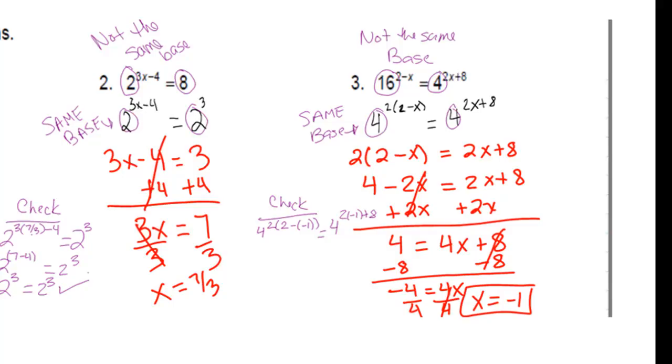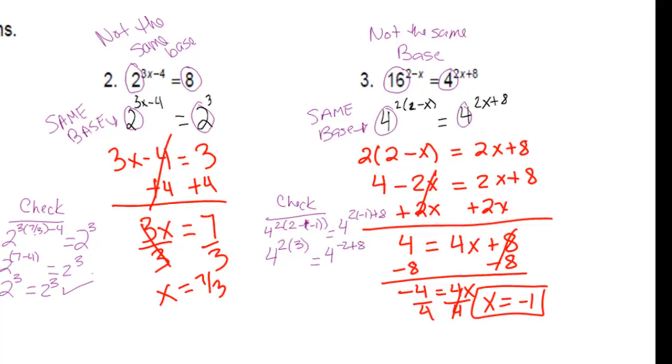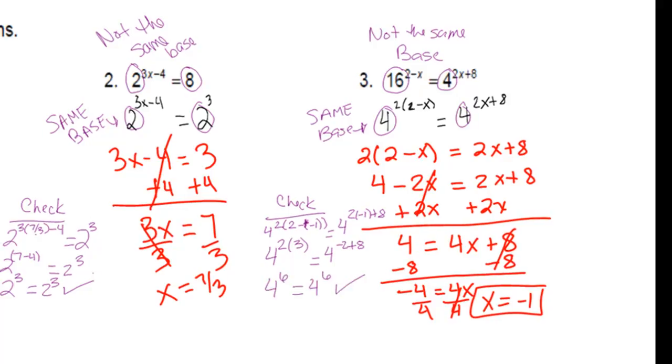That would mean that 4 raised to the second power times (2 minus -1) should equal 4 raised to the second power times -1 plus 8. Please remember that anytime you have a minus and a negative, it becomes a positive. So that would become 2 times 3. And on the other side, it would be -2 plus 8. And both of them would end up being to the 6th power. So once again, this one proves to be true also.